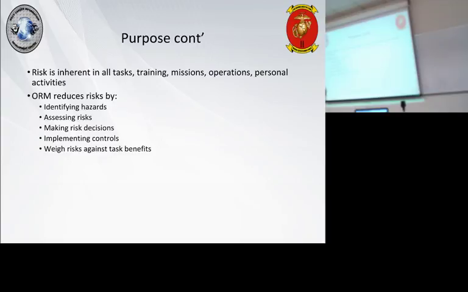Now, like it says, for all tasks and training events, what do I have to do for it? You have to do an ORM. There's a checklist in place and things that you have to do before you do any type of event. If you want to go out and do a hike, you have to do an ORM for it. And everyone has to be briefed up on it, from the highest level to the lowest level. Make sense?